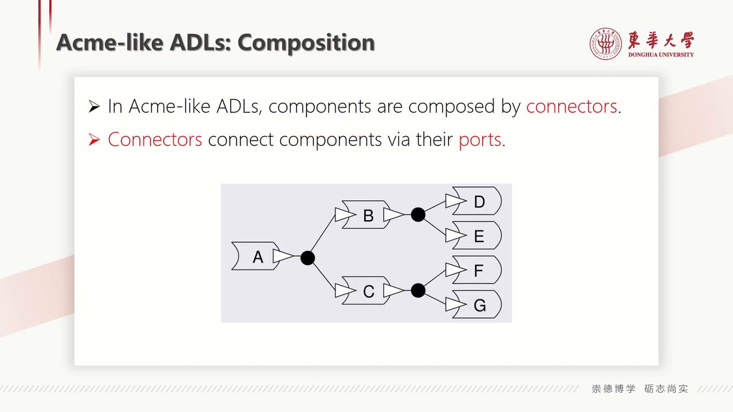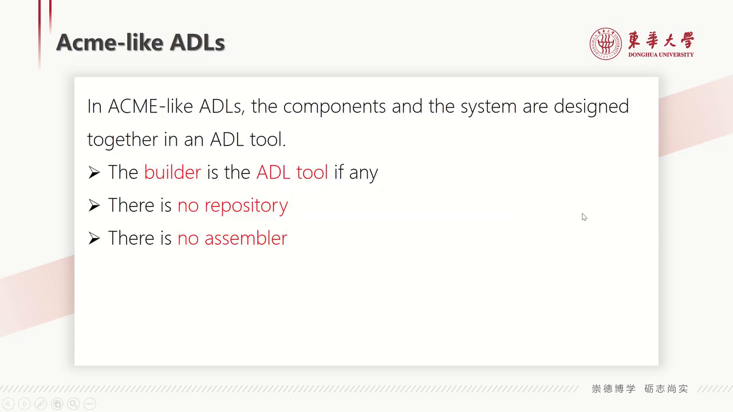In Acme-like ADLs, components are composed by connectors. We use a picture here to show the components and the connectors. The black dots are the connectors. Connectors connect components via their ports. In this picture, the triangles are ports. These ones are connectors. So connectors and ports are not the same thing. Okay.